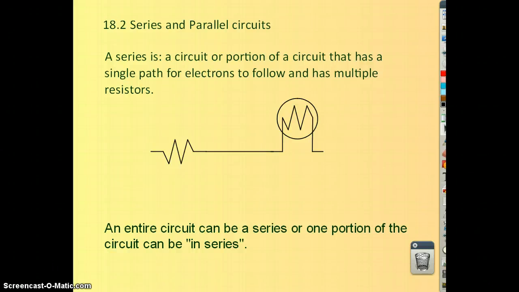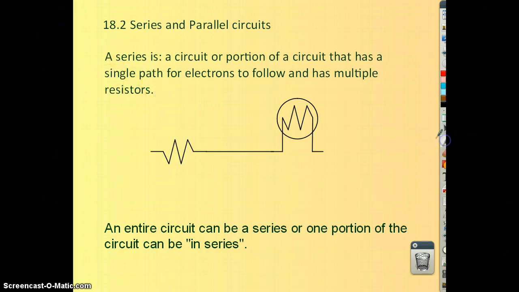Chapter 18.2, Series and Parallel Circuits. This will be at least a two-part series. A series is a circuit or a portion of a circuit that has a single path for electrons to follow and has multiple resistors. So the big thing here is a single path.